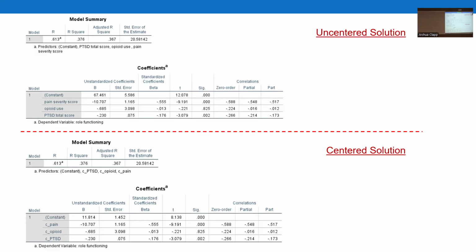Versus here in my centered solution, this is my expected value of functioning for people at average levels of pain, at average levels of PTSD, controlling for opiate use. We're seeing much lower expected values relative to this. Again, I cannot stress enough with these models to think very carefully about what this is literally saying. That will really help you start to get a handle on what's going on.